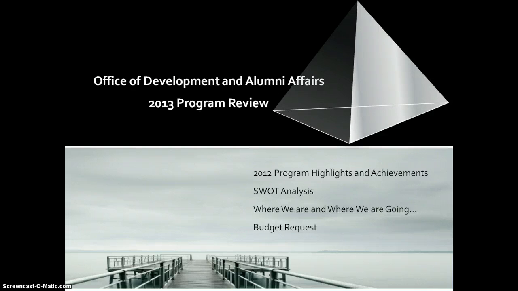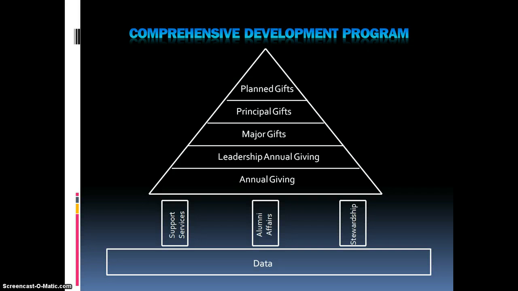What emerged in the design phase were two things. One, the pyramid. What does a comprehensive development program look like? And two, the dock in the water. What does the college's development program look like, and how do we get there? This was yet another symbol that represented what a comprehensive development program looked like. All of these design elements were carried throughout the program review.